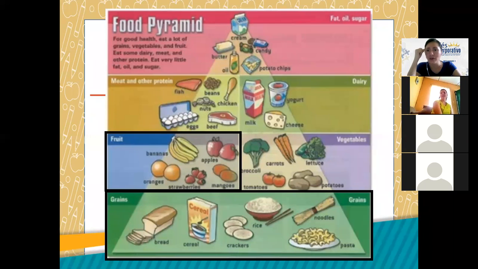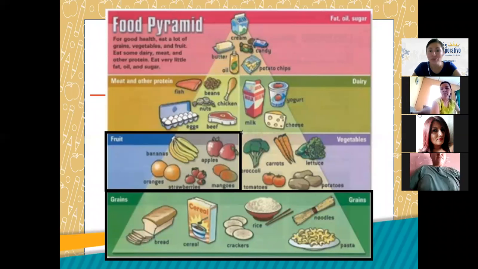Do you like fruits? Okay. Yes. Excellent. Very good. Most of us, we love fruits, right? But we have a very specific one, and we have our favorite fruit. And after that, we have one of my favorite sections, una de mis secciones favoritas, which is vegetables.